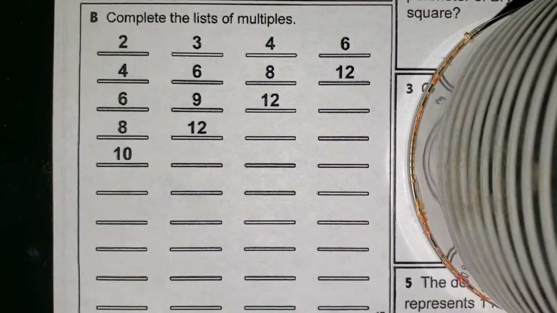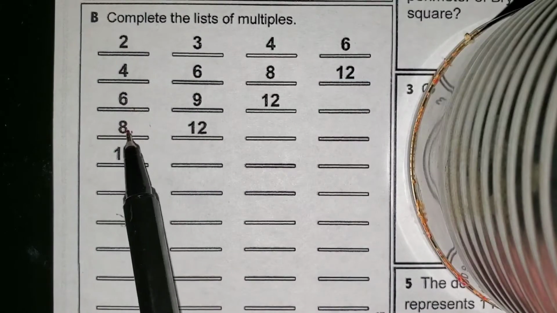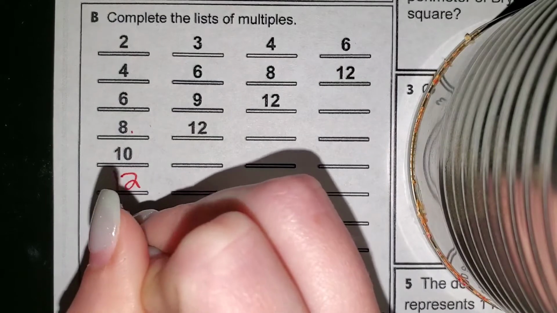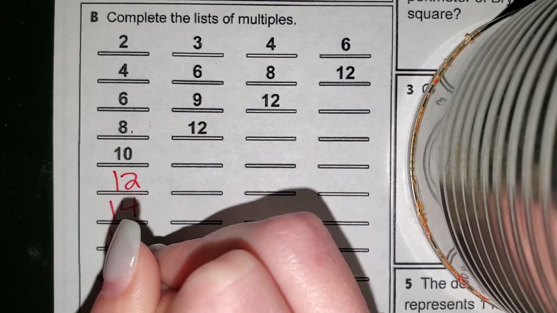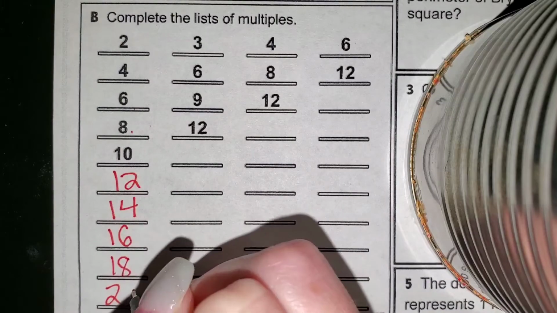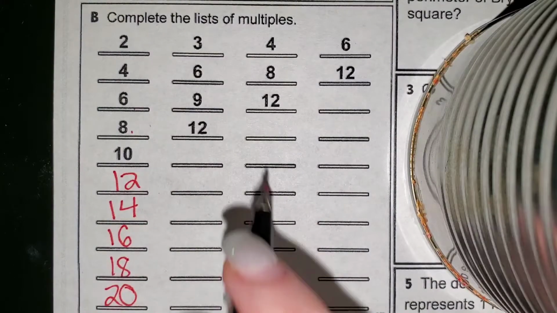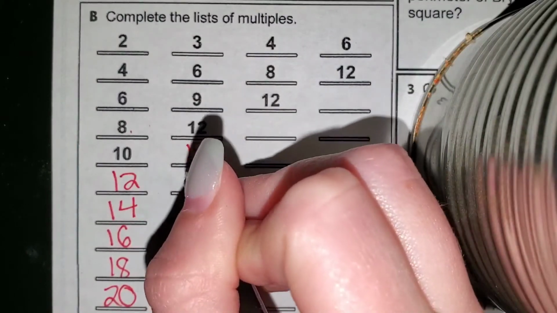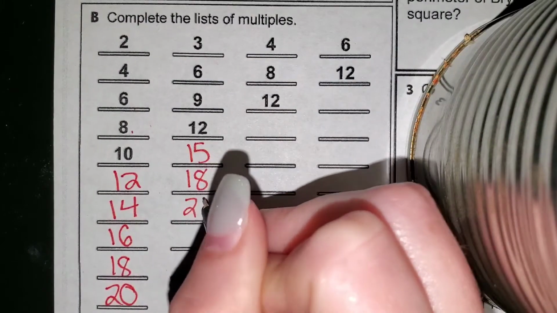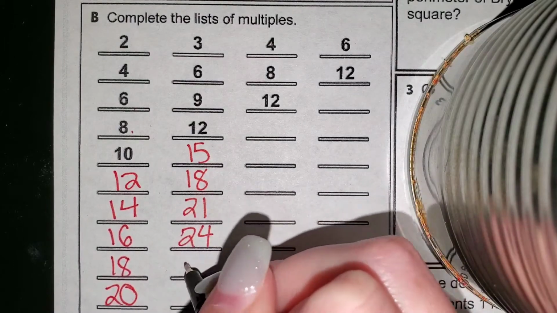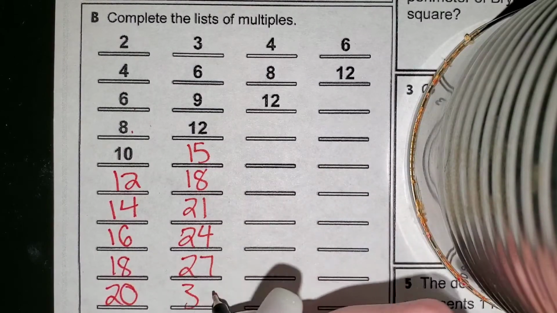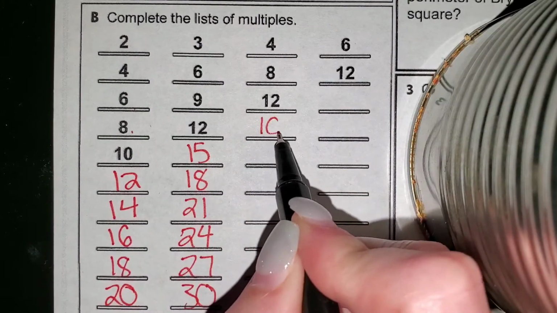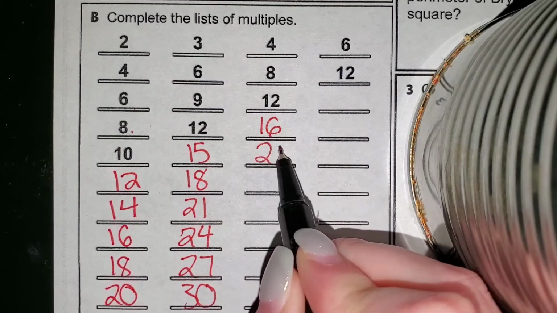B, complete the list of multiples. We have 2, 4, 6, 8, 10, 12, 14, 16, 18, 20. We have 3, 6, 9, 12, 15, 18, 21, 24, 27, and 30. Then we have 4, 8, 12, 16, 20.